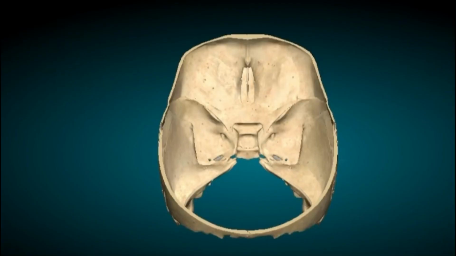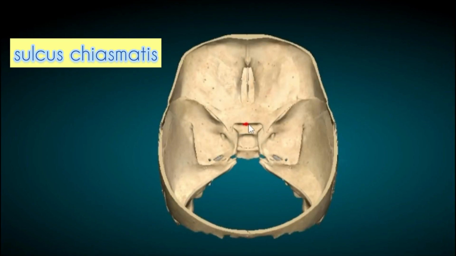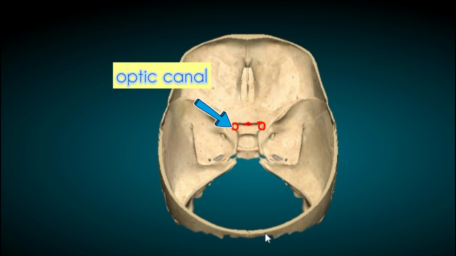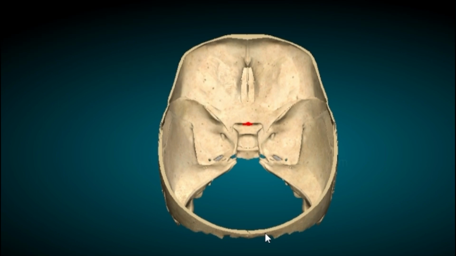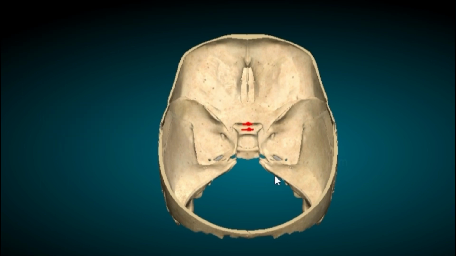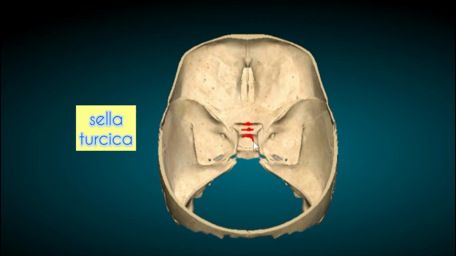In the front, the middle cranial fossa also consists of the sulcus chiasmaticus that's related to the optic chiasma and leads laterally to the optic canal on each side. And just behind the sulcus, we've got this elevation called the tuberculum sellae. Behind this elevation, we've got a deep depression that's called the sella turcica, which lodges the pituitary gland.